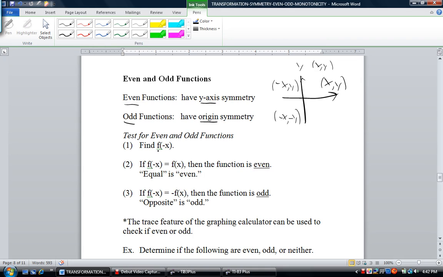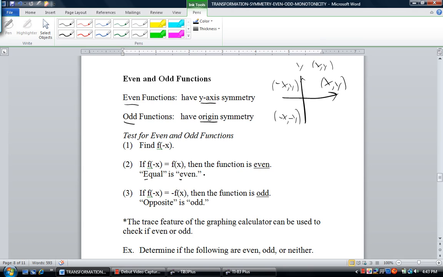So that's your test. We're going to find f of negative x. And when we find f of negative x and do the algebra, if it turns out that the y's stay the same, or if they're equal, then it's even. So if you have equal results from what you started with, it's even. Now, if we replace x with negative x, and the y changes from a positive y to a negative y, that means it's odd. So if you have the opposite of what you began with, it's odd.